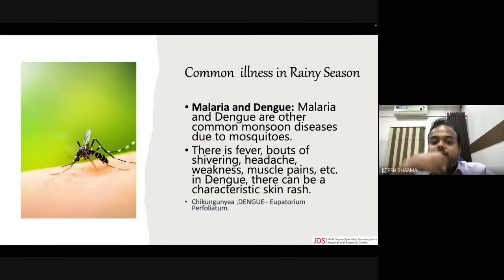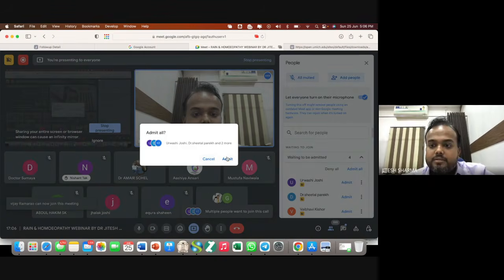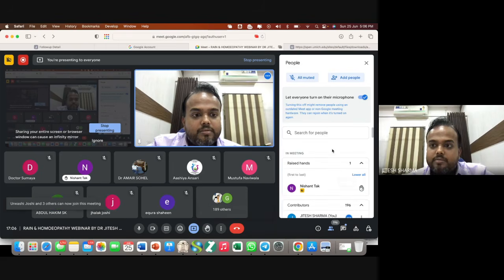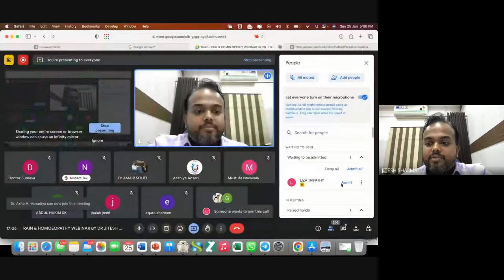Next, malaria and dengue are quite common monsoon diseases due to mosquitoes. There is fever, shivering, headache, weakness, muscle pains, and along with this, they have rashes. Usually everyone knows the chikungunya or dengue remedy, that is Hypericum perforatum.